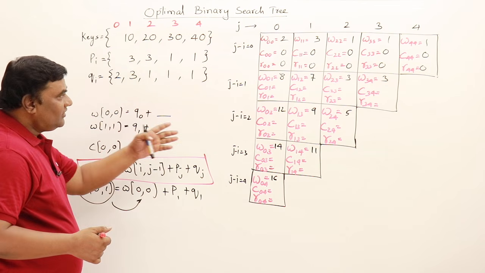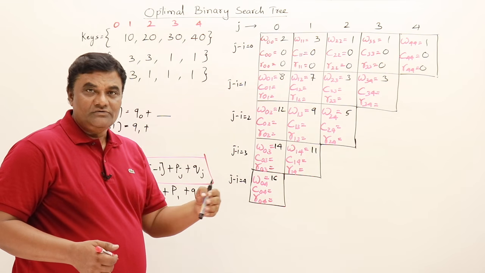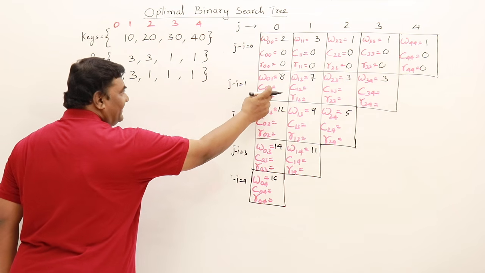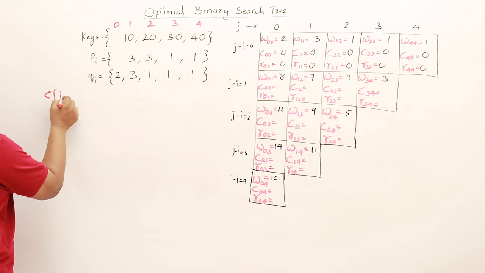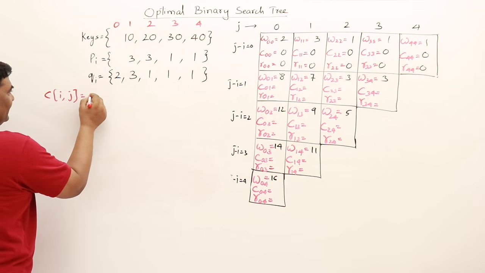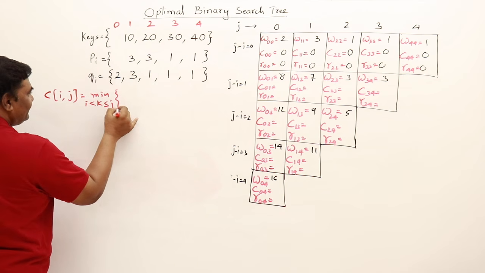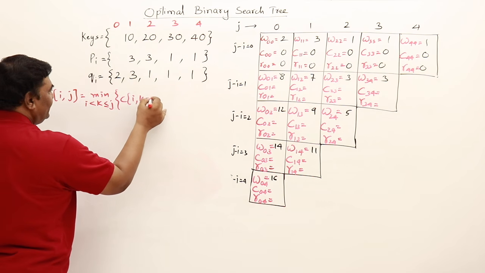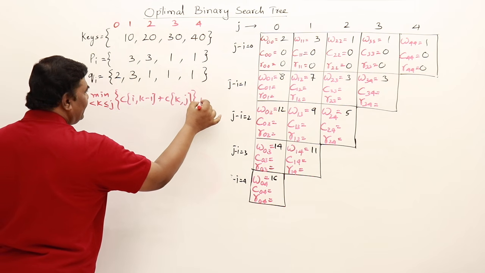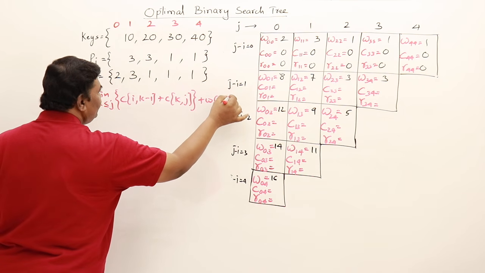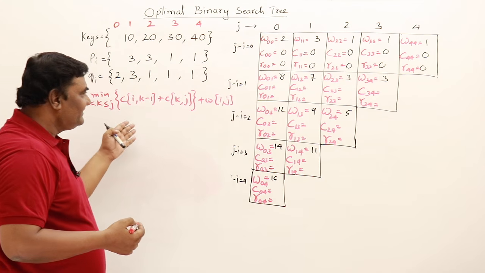Now, I have to find out cost. So I should start from here. I will find all these costs and fill them up, also the roots. So let us do it. Let us find C of 0 comma 1. For that, first of all, I will write down the formula. This is the minimum over k, taking values greater than i and less than or equal to j, of C of i comma k minus 1 plus C of k to j, and outside the bracket is W of i, j. This is the formula. Keeping this formula, I will use it for finding all the values.